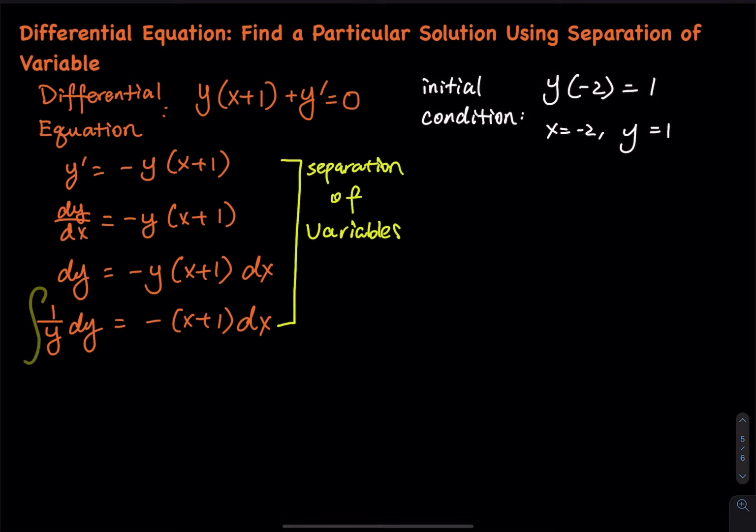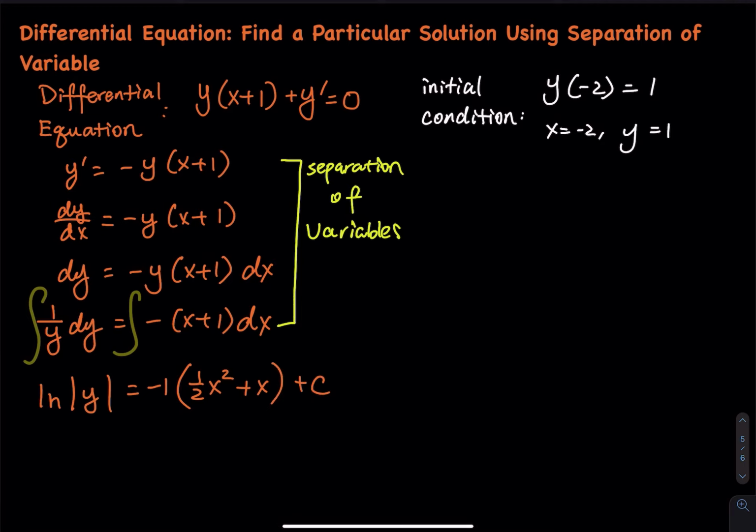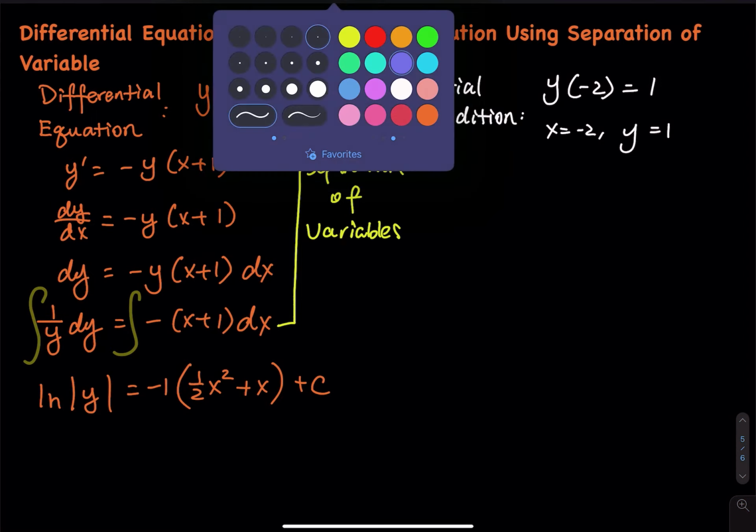So the integral of 1 over y dy is ln absolute value of y. So we have ln absolute value of y, and then equals to, you can take the negative 1 out. So negative 1, the integral of x is 1/2 x squared. The integral of 1 is x, and then we add a c to it. So what is the base of ln? The base of ln is equal to e, because we have to take the y out of the ln, so we have to mention that the base of ln is e.